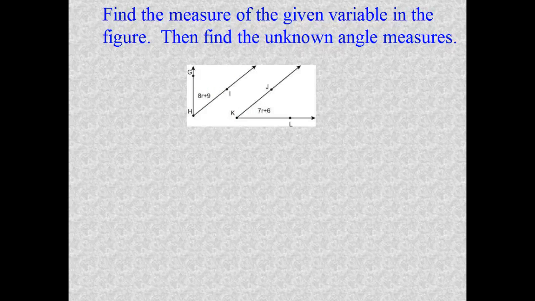All right, now I'm going to do some math with some algebra. I'm going to throw some variables in there. And it says, find the measure of the given variable in the figure. Then find the unknown angle measures. So looking at this, I have two separate angles. And if I dragged this K over to the H and laid it on there, these pictures would just kind of mend together here.